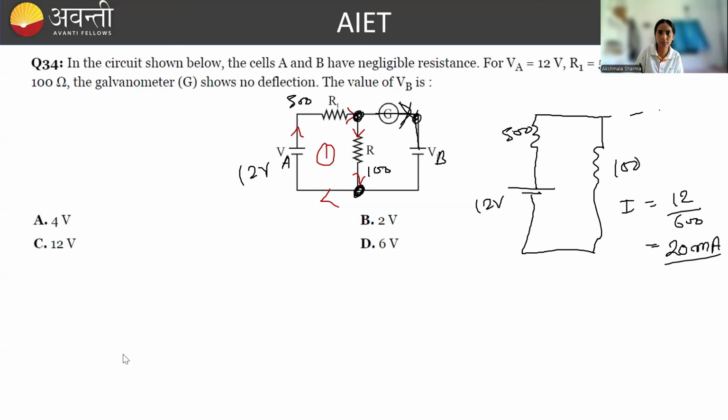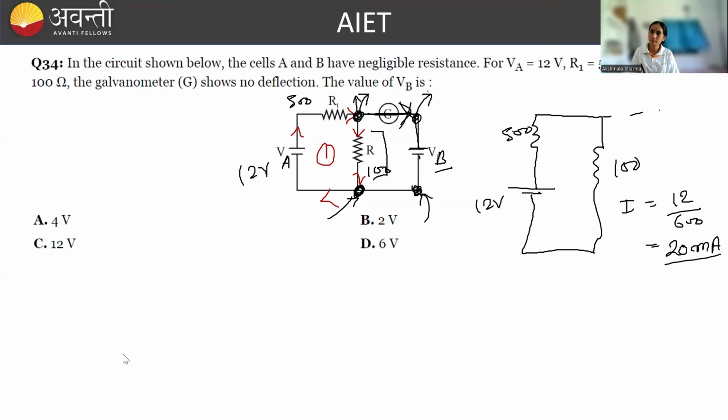It will be equal to this because no current is flowing through the galvanometer. It means along this branch, no current means whatever is the potential of this point, same is the potential of this point, and this point will have the potential of the positive terminal of this battery. Similarly, whatever is the potential of this will be the potential of this, and this will have the potential of the negative terminal of this battery. So overall, here is the potential of the positive terminal of VB, and here is the potential of the negative terminal of VB. So potential across 100 ohm is VB.